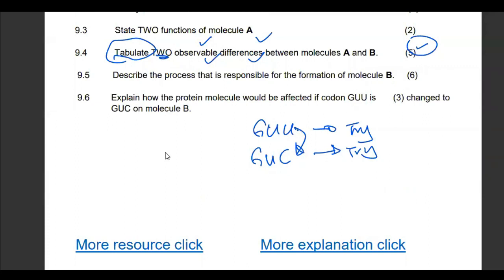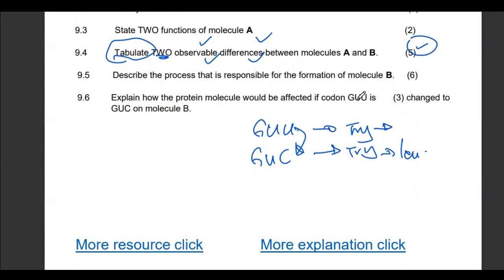But if this is tryptophan, and now this one codes for, for example, leucine, then there will be a change in the functioning of the protein, because this is tryptophan and this is leucine. Therefore, a different protein will be formed, and the functioning of the protein will also change. So explain how the protein molecule would be affected if this is changed to this.